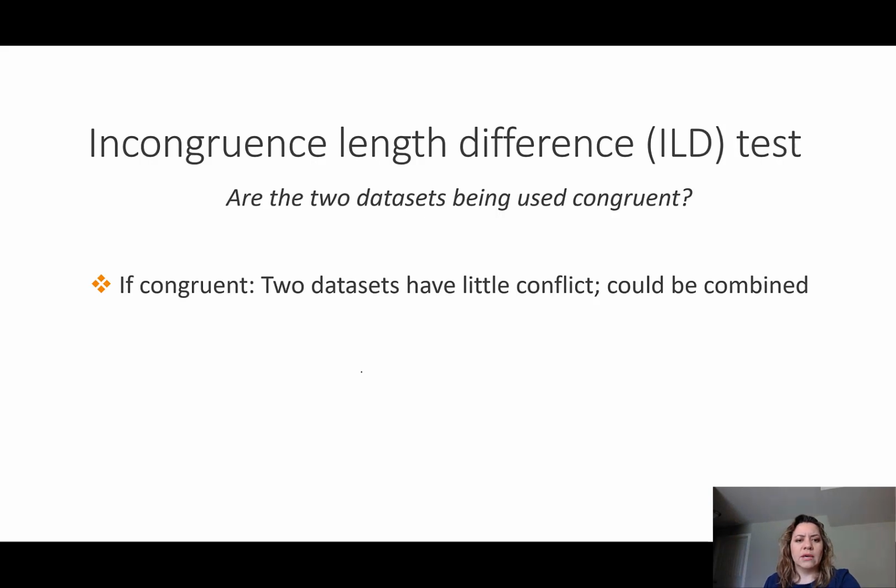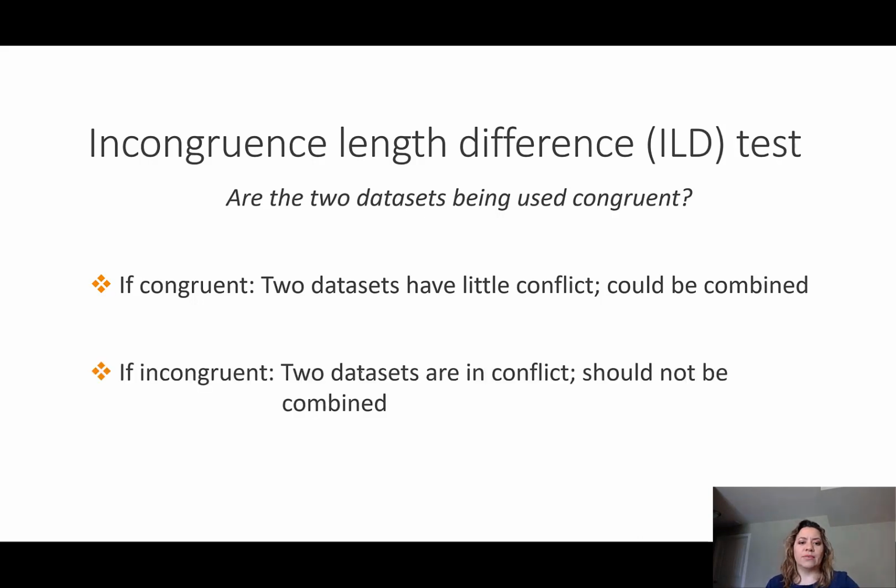All right. And what you're going to be looking for is if the test shows that there is congruence, it means that the two partitions or the two data sets have very little conflict and that they can be combined into a single analysis. And if you find that the two data sets are not congruent, which I will show you how to interpret, it means that the two data sets are in significant conflict, and thus should not be combined.